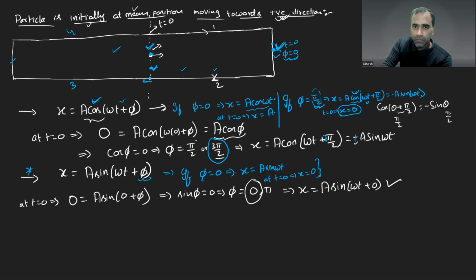Phase pi by 2 corresponds to this point, right? Phase pi by 2 corresponds to this point. This is B, C, and D. B to C, C to D, C to B, right? Once it comes from C to B, that position is what we are talking about here. This is the point that we are talking about now. Can you tell me what is the phase difference from this point to this point? Anyone?